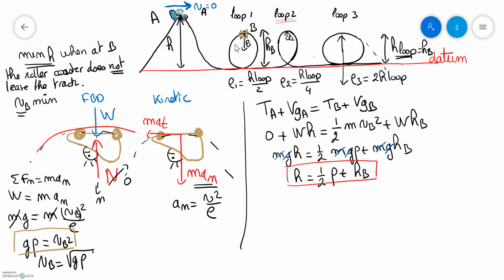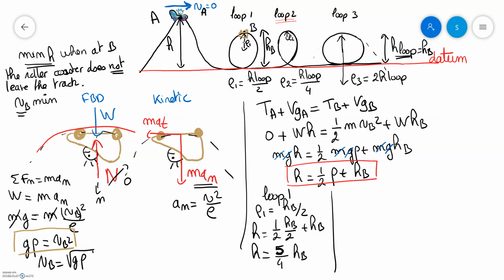So now we have 3 scenarios. Loop 1: rho 1 is equal to HB divided by 2. So h is equal to 1/2 of HB divided by 2, plus HB. So this one is 1/4, and h equals 5 divided by 4 HB. Let's say HB equals 40 meters. H should be 50 meters.